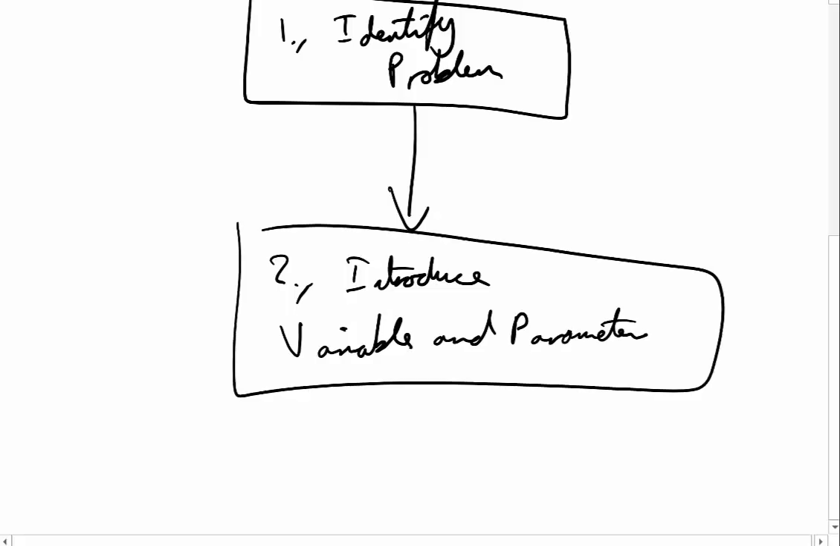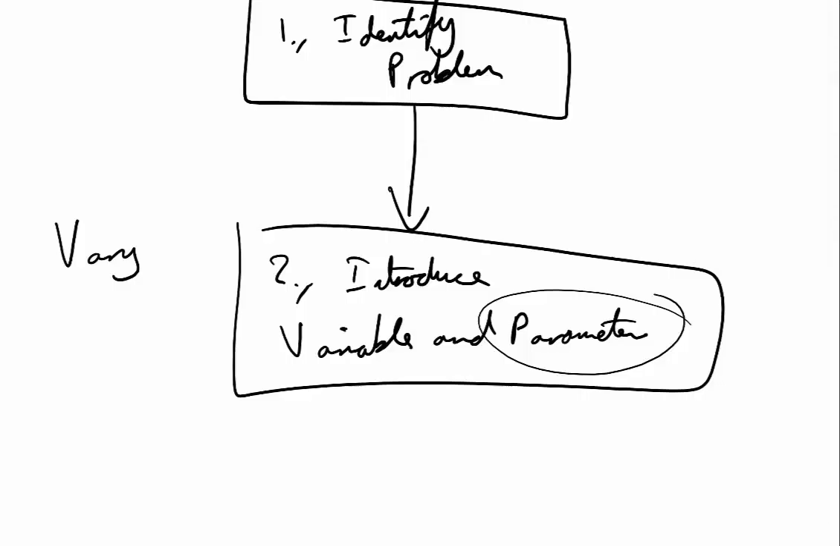Well, a variable, the clue is kind of in the name. Variable. It varies, right? So in other words, it's something which has a value that can change. It's an object which has a value which can change. Whereas a parameter is a constant that can take different values in different situations.